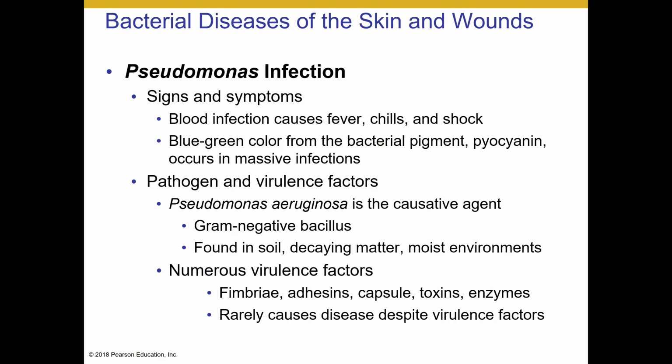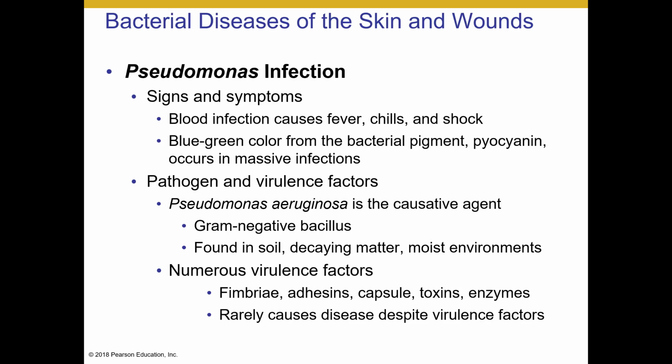Now we move to Pseudomonas aeruginosa, which is a very important opportunistic pathogen. In severe cases, especially when it enters the bloodstream, it can cause fever, chills, and even shock. One interesting feature is that this bacterium produces a blue-green pigment called pyocyanin. In massive infections, wounds may have a bluish or greenish discoloration.